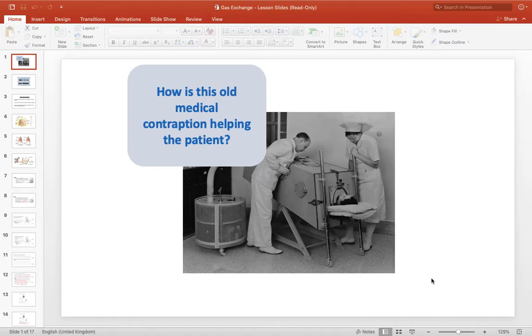Hello and welcome to our next lesson in this B4 topic. In previous lessons we've looked at the circulatory system, we've looked at blood vessels, the structure of the blood, we've looked at the heart, problems with the heart. Today we need to start looking at what's known as the gas exchange system.